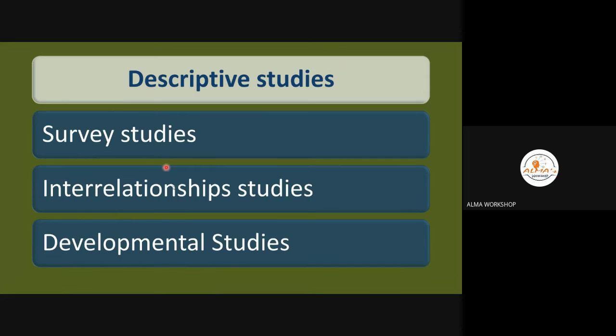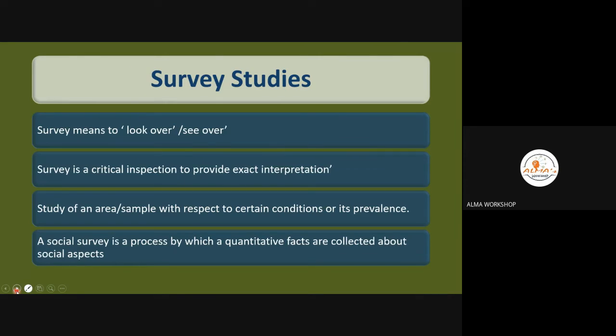Mostly survey research we are doing. We can also do interrelationship studies. We can also do developmental studies. I told you what developmental study research is. Studies, otherwise called descriptive research also. In certain books, they will write studies only. Okay, it is research. And survey research, you are all doing survey only.